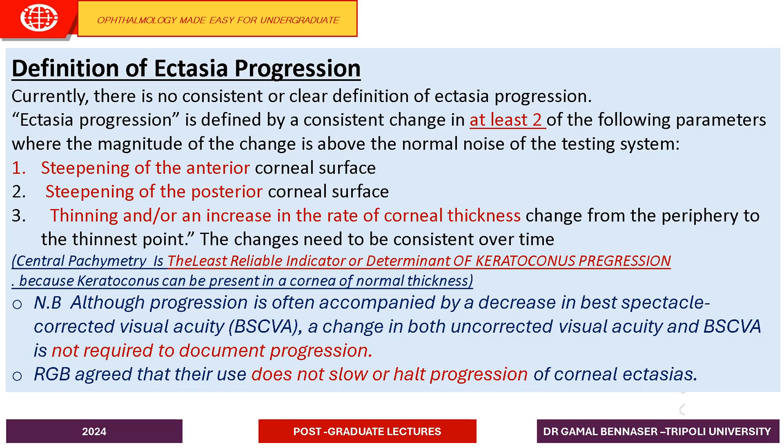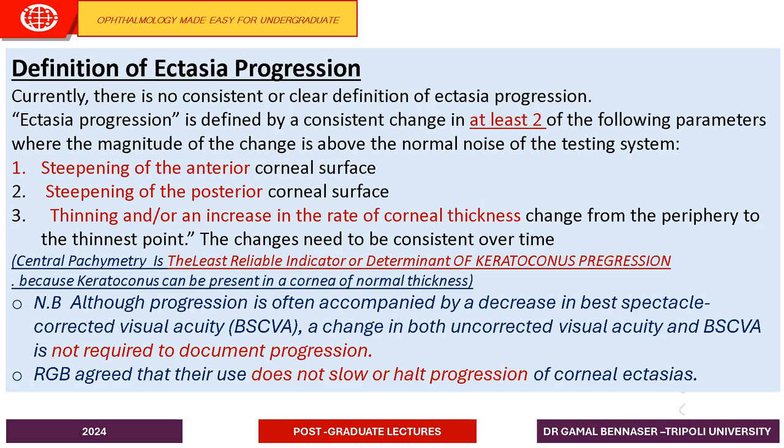Another thing: although progression is often accompanied by a decrease in the best spectacle-corrected visual acuity, changes in visual acuity are not required to document progression. So we should not rely on changes in visual acuity to document progression, because there are many background variables that affect the visual acuity of a patient with keratoconus. We should keep it in mind, but we shouldn't depend on it to document the progression.